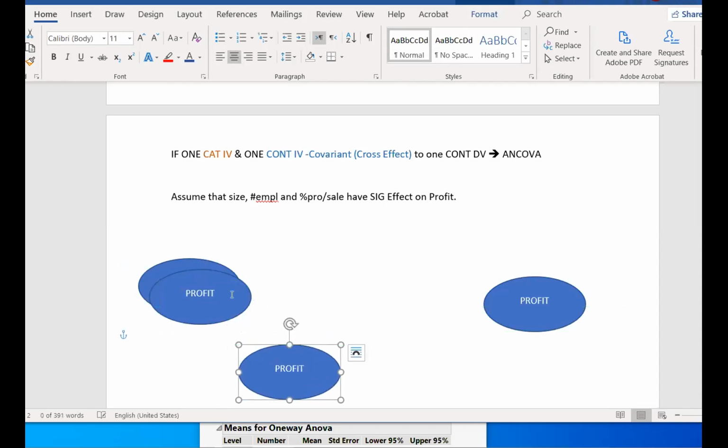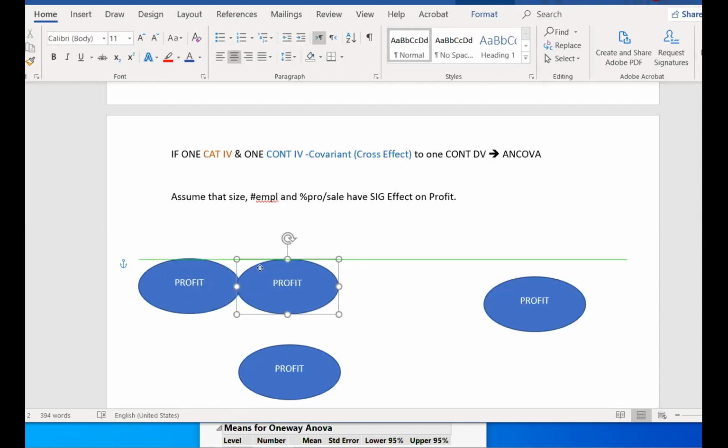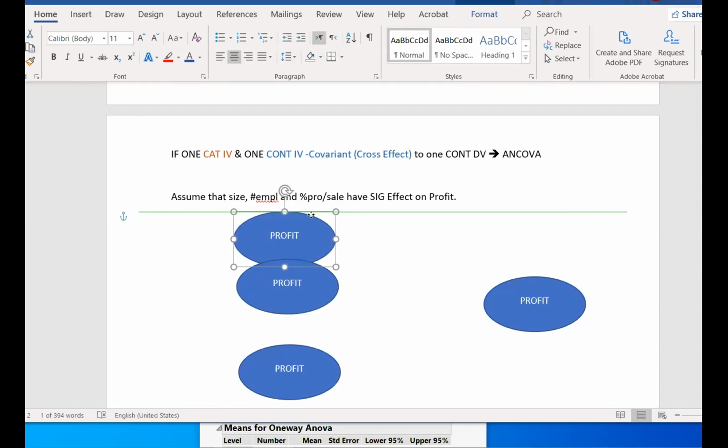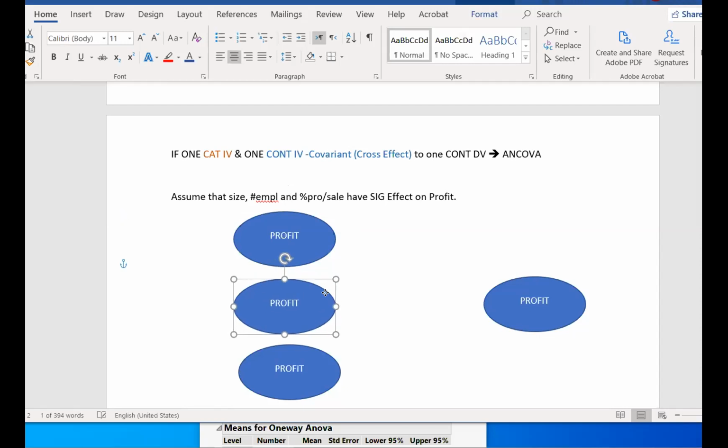Okay, so there are 3 factors affecting profit here. One is number of employees. One is percent profit per sale. And the last one is size of the company. These are having a significant effect on profit.